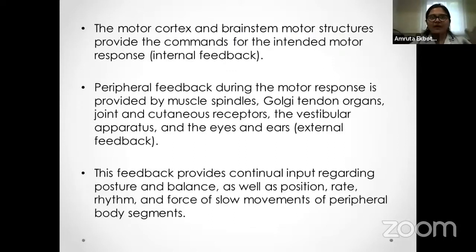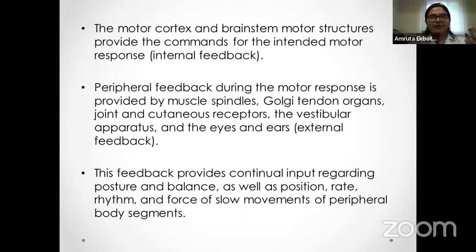Then once this is done, the motor cortex and the brainstem motor structures will provide the commands for the intended motor response. That is, what sequence of movement is required in the body, which is also termed internal feedback. Then peripheral feedback during the motor response is provided by muscle spindles, Golgi tendon organs, joint and cutaneous receptors, as I said before, and the vestibular apparatus and the eyes and the ear.